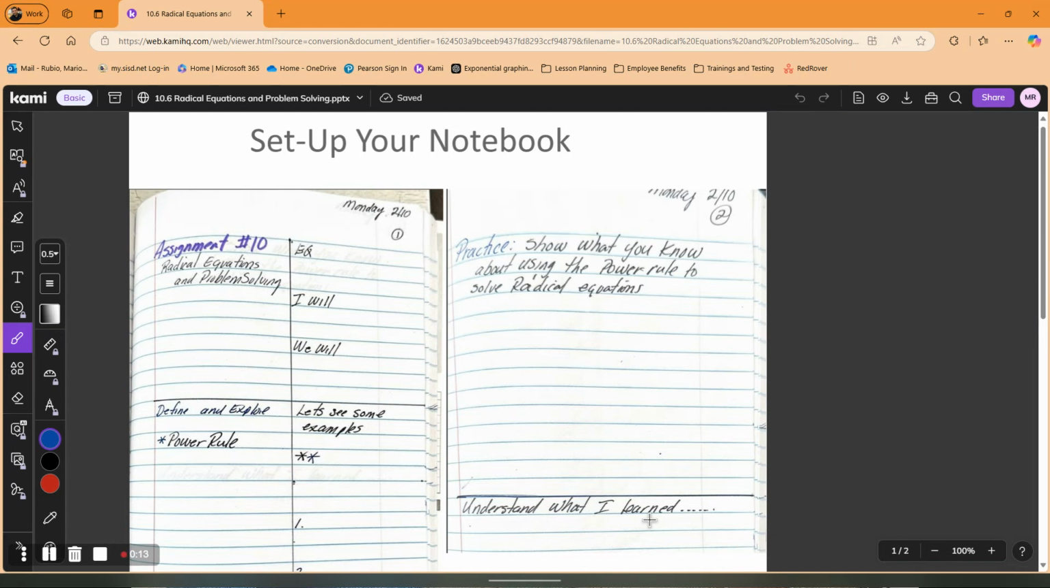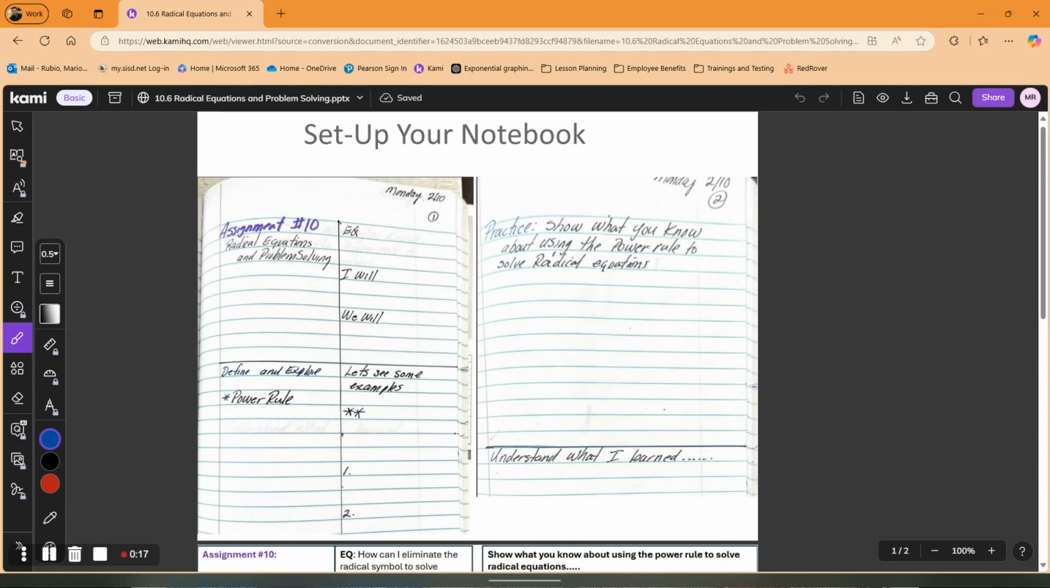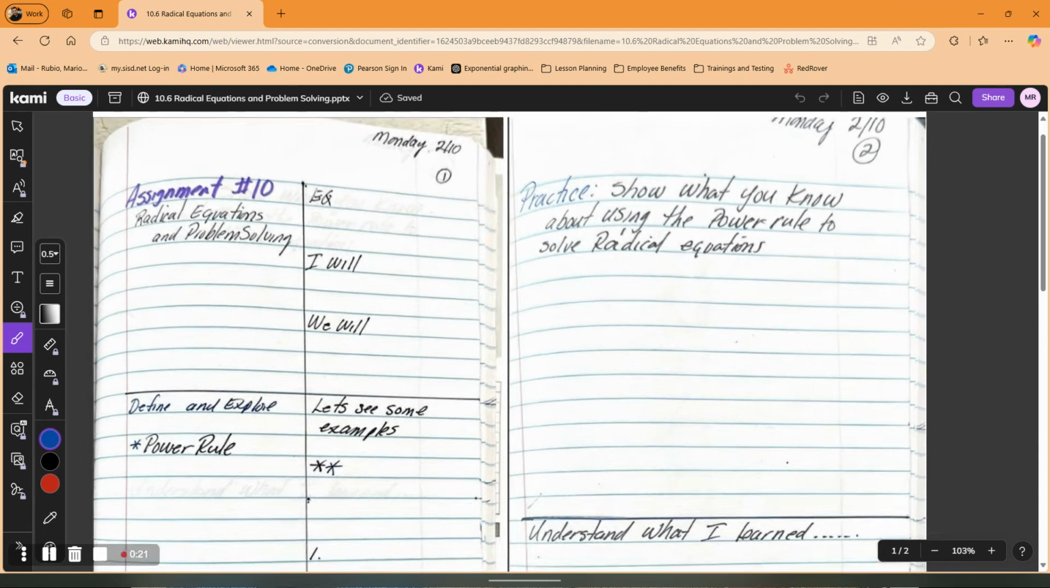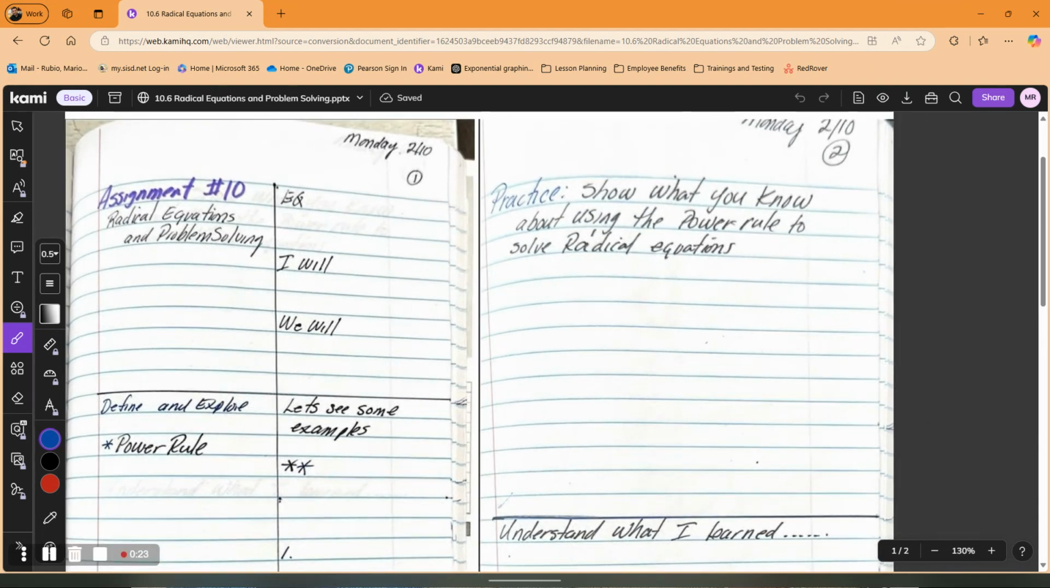Today we're going to be looking at solving radical equations. The first thing I want to do is help you set up your notebook. Here's how it's going to look. Assignment number 10, radical equations and problem solving. Make sure you write out your EQ.